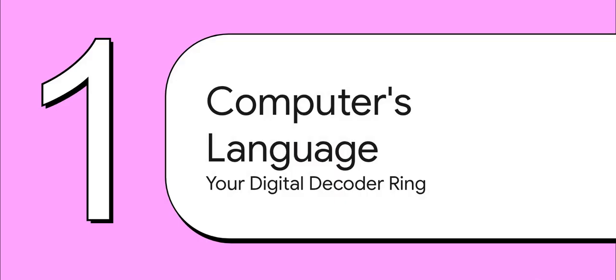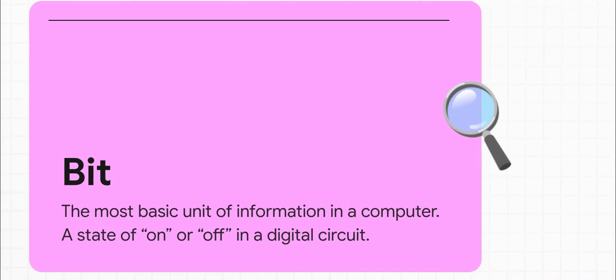So before we can even think about tackling that ad, we've got to learn the language. Think of this as getting your secret decoder ring, and it all starts with the tiniest pieces of information. Okay, let's start at the absolute bottom, the very foundation of everything, the bit. A bit is the simplest thing you can imagine in the digital world. It's just a switch. It's either on or it's off.